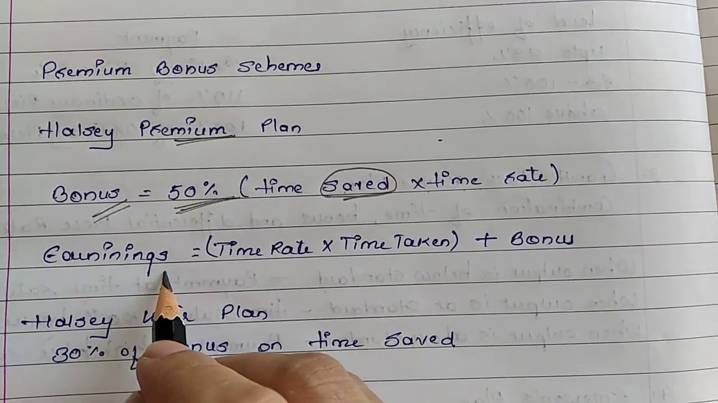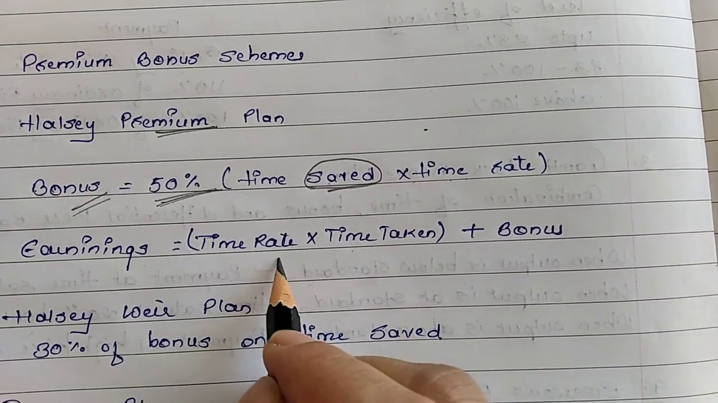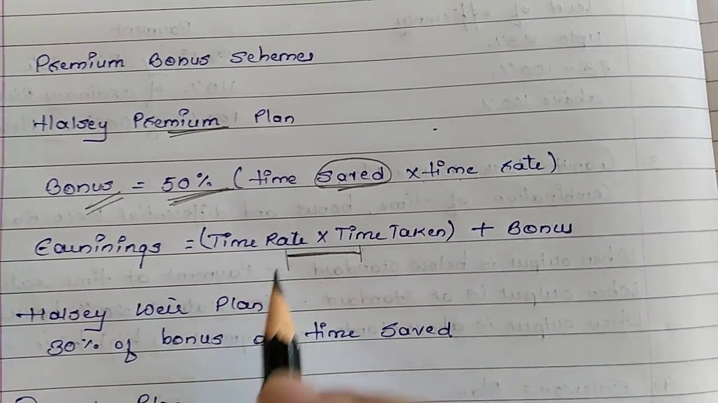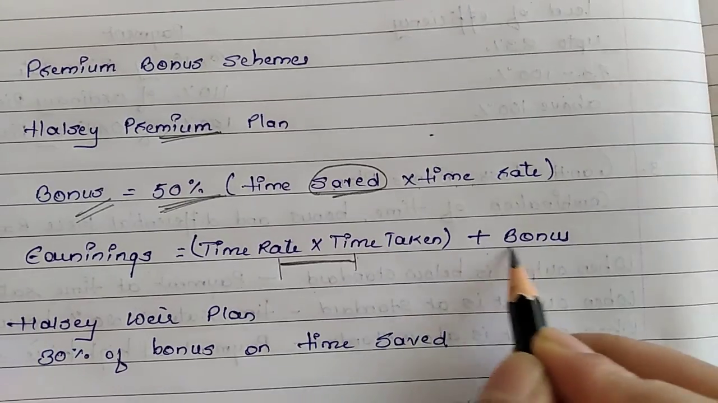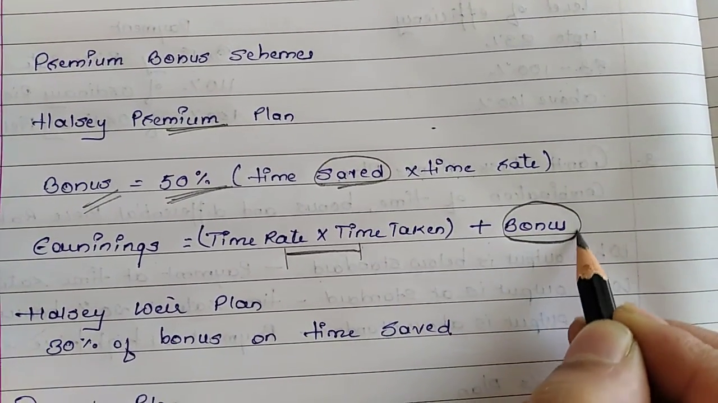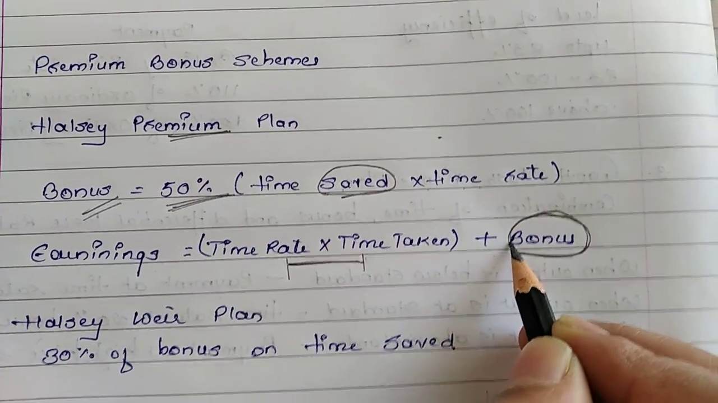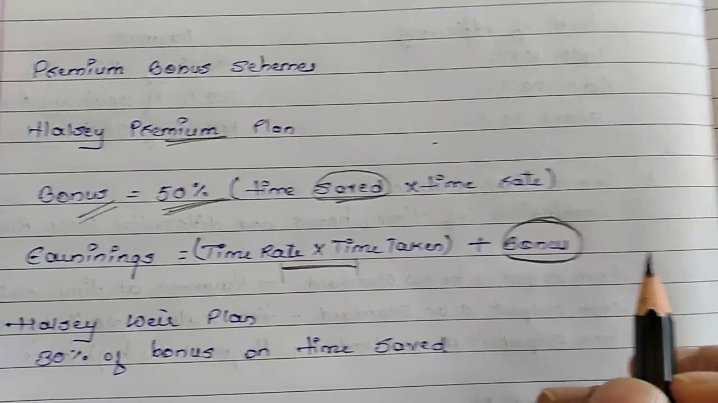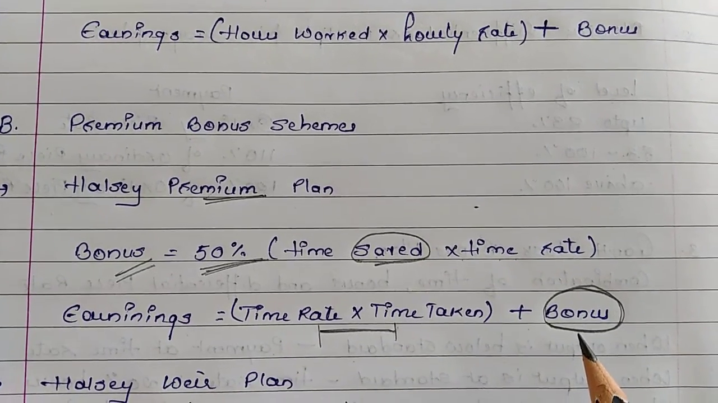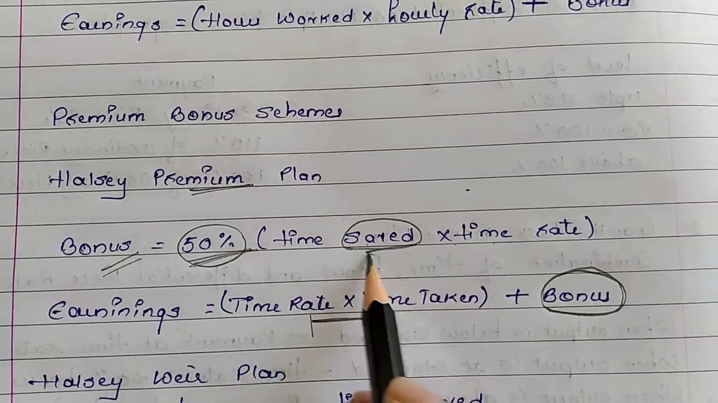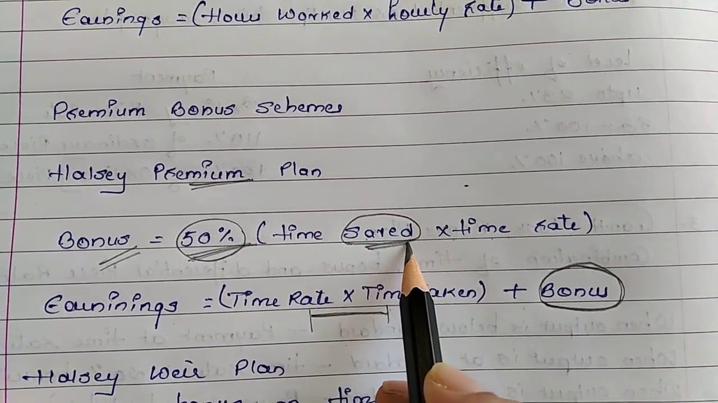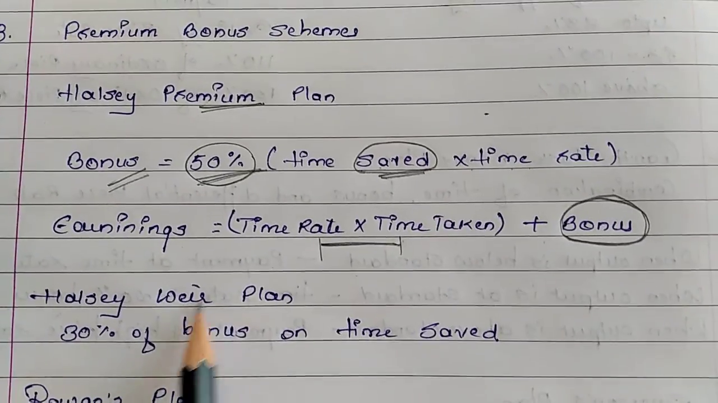Okay, so his final earnings will be time rate into time taken, that is our time rate method formula, plus bonus. So this is additional what he will get for saving the time. Okay, so under Halsey Premium Plan, our bonus is 50% of the time saved. We have yet another method, that is Halsey Weir Plan.